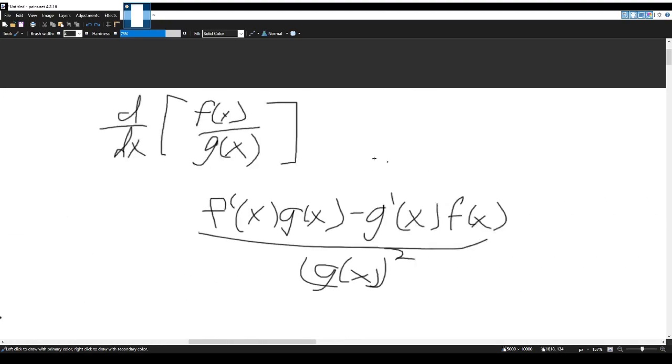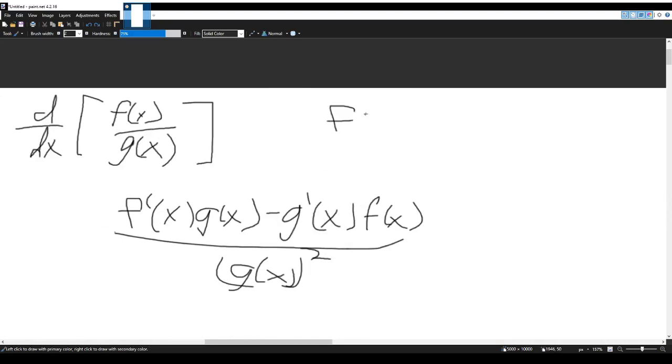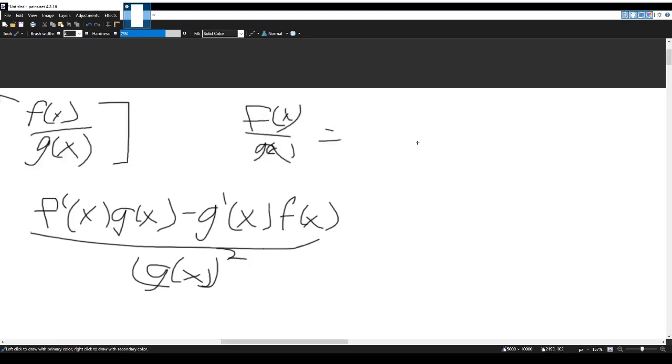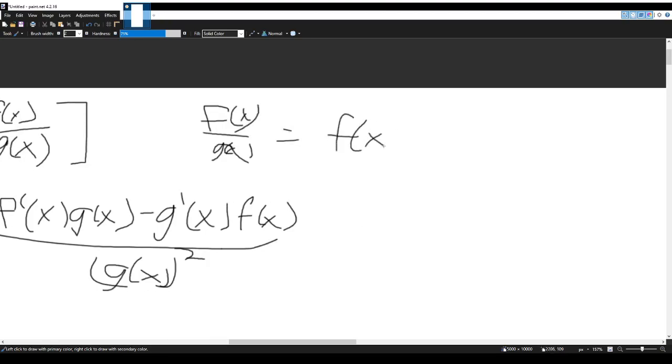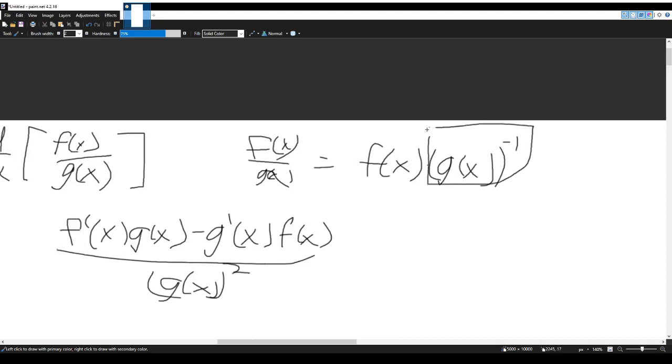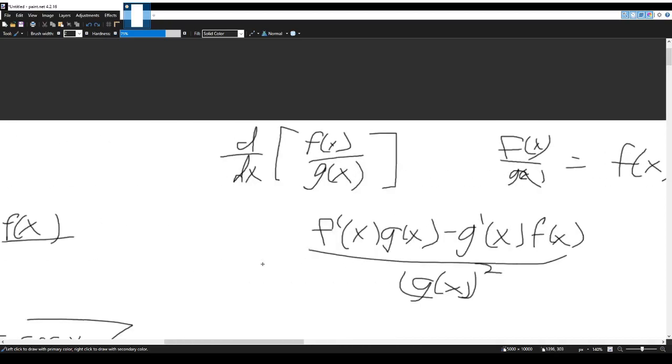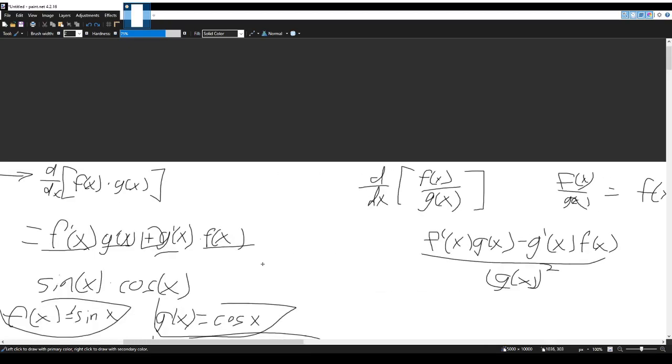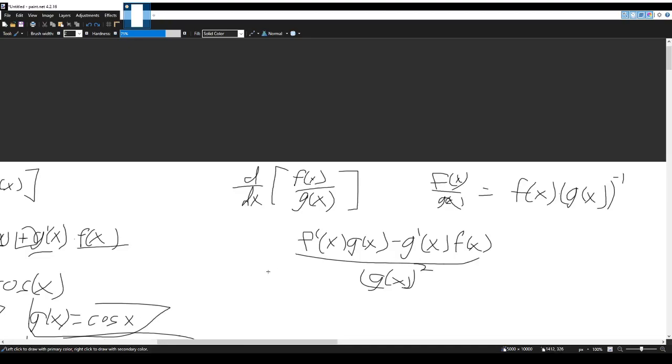Because if you think about it, you could say f of x over g of x is the same thing as just f of x times g of x to the negative 1. And then it becomes a product rule, but instead of g of x, you have this whole thing. I'm not going to go through all that because I'm going to leave that as an exercise for the viewer. It's not that hard. I think you can do it. It does involve a little bit of chain rule, though.